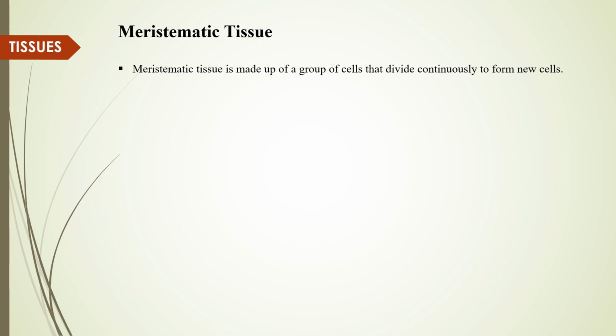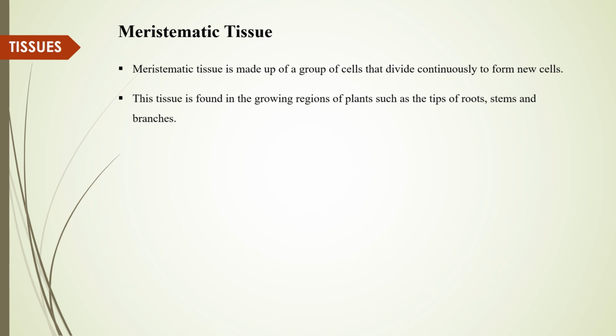First type of tissue, meristematic tissue. Meristematic tissue is made up of a group of cells that divide continuously to form new cells. This tissue is found in the growing regions of plants, such as the tips of roots, stems, and branches. The function of meristematic tissue is to make plants grow.